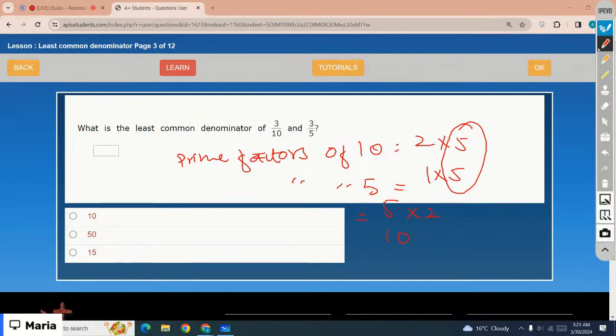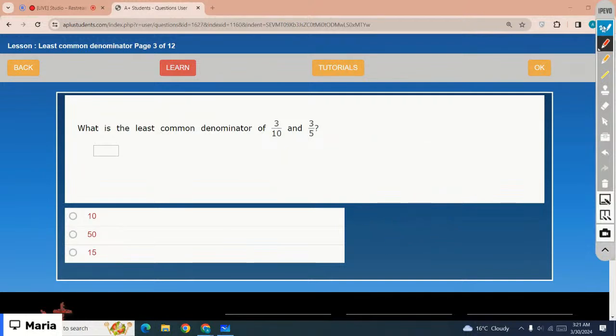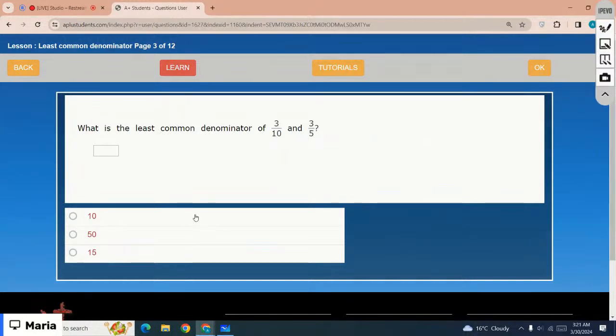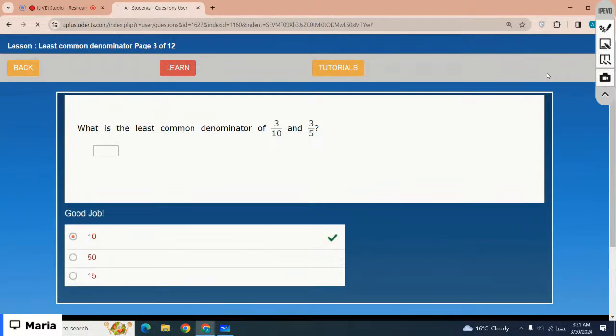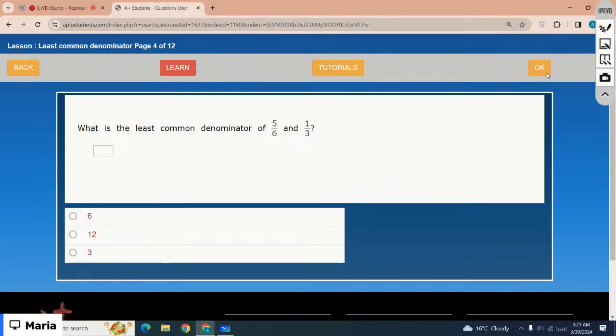I have covered one lesson earlier, right? Before you came. The correct option is 10. Option number 1 is the correct option. You can start the lesson from the beginning if you want to learn the first one. Okay, the next one is, what is the least common denominator of 5 by 6 and 1 over 3? Which is the correct option?